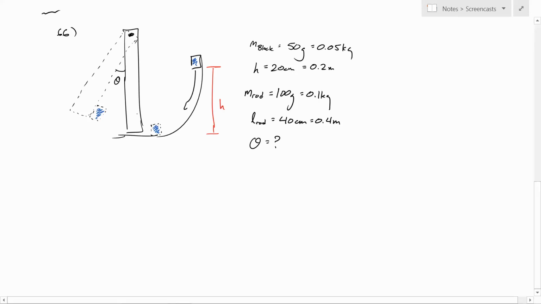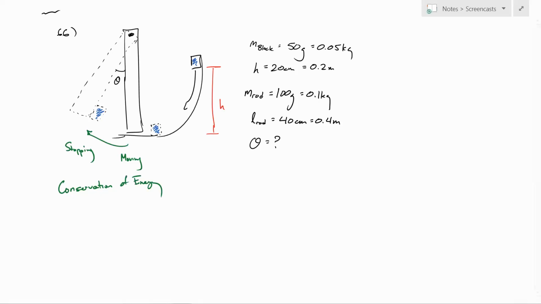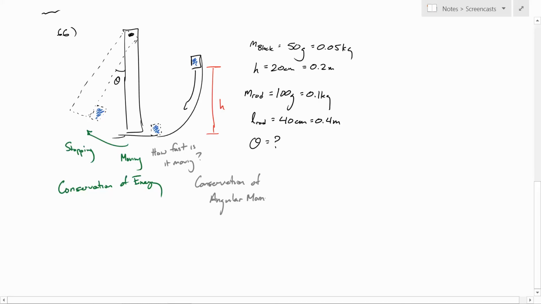So I'm going to choose to look at this through two lenses. I'm going to do this second part of the problem, where it's going from down here to up here and stopping, with conservation of energy. And for this first bit of the problem, which addressed how fast it is moving, I want to address this from conservation of angular momentum. Which in turn is going to require me to do conservation of energy one more time.